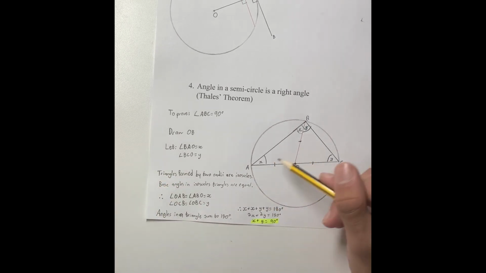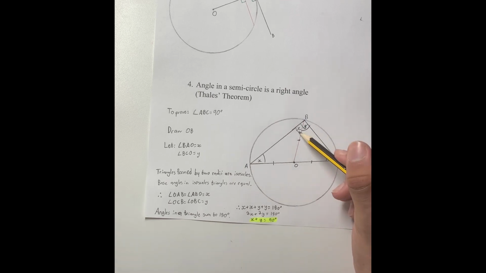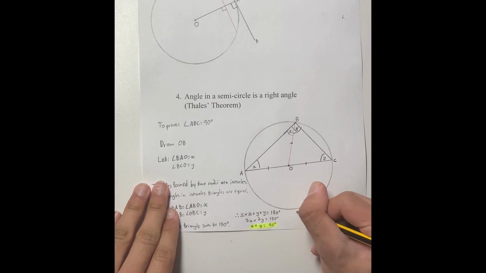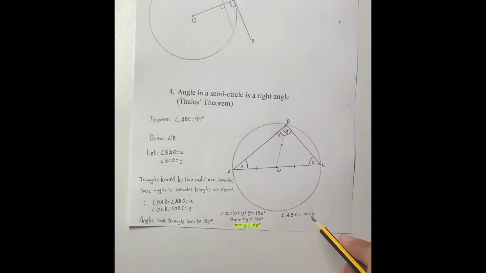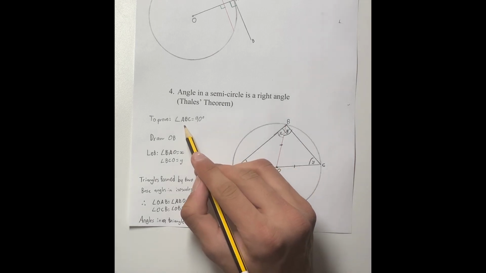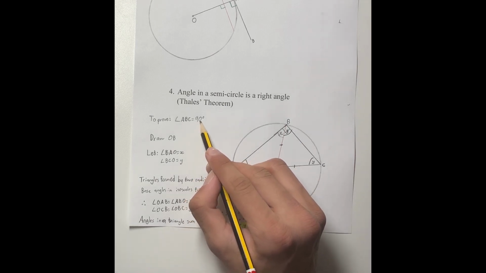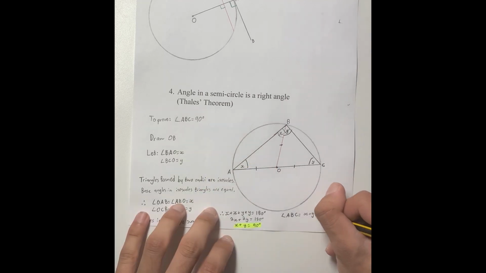We can see that the angle ABC is equal to x plus y. As we've just seen, x plus y is equal to 90 degrees. Therefore, we've proven our original statement. Angle ABC is 90 degrees or a right angle.